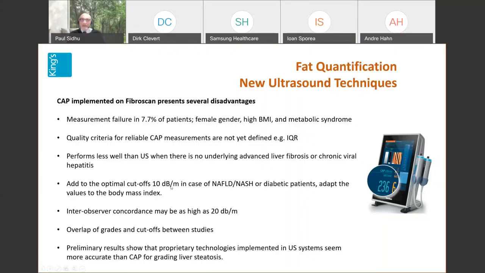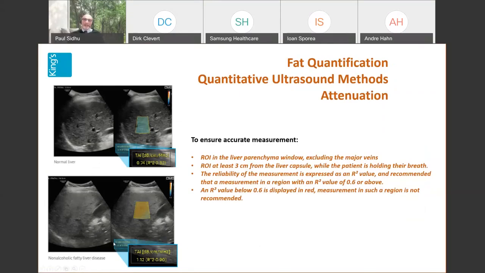Optimal cutoffs may vary by 10 decibels. The discordance may be as high as 20 decibels. There's again overlap of grades and cutoffs between studies, but I emphasize that this is a preliminary result and there's some time to go yet before we actually establish this sort of technique in clinical practice in a robust manner.